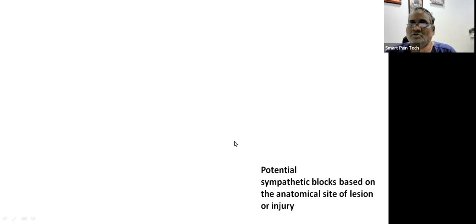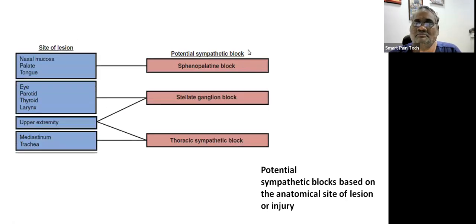If you see these boxes, they are very schematically made, and based on the site of the lesion, they show the potential sympathetic blocks which we can perform. So for the nasal mucosa, palate, tongue, anything where the pain originates from these particular sites, the potential sympathetic block to perform is a sphenopalatine block.